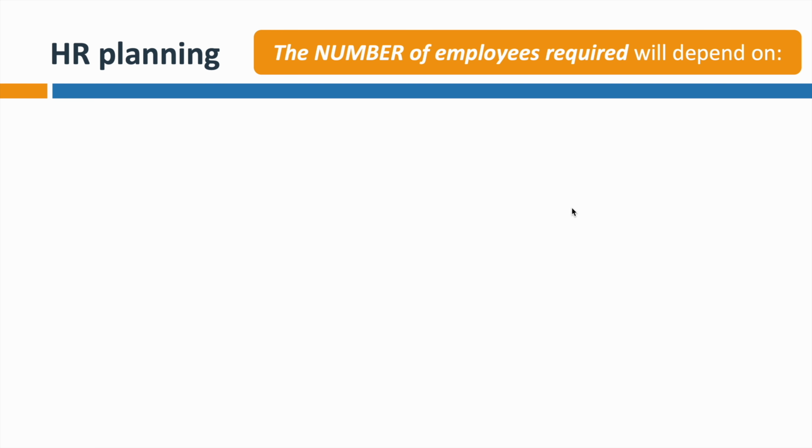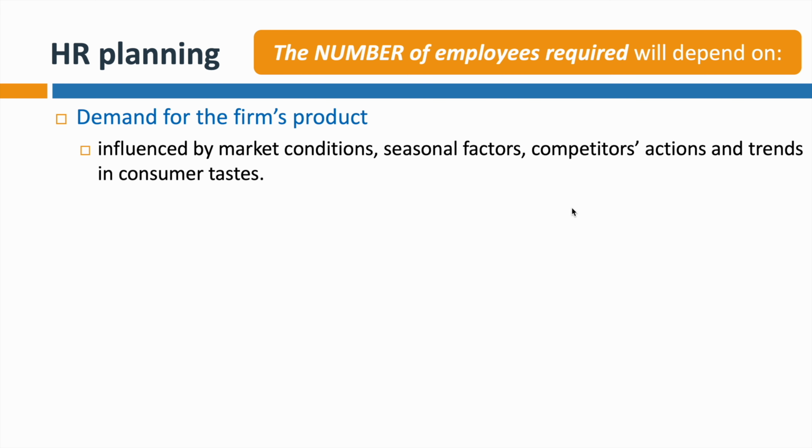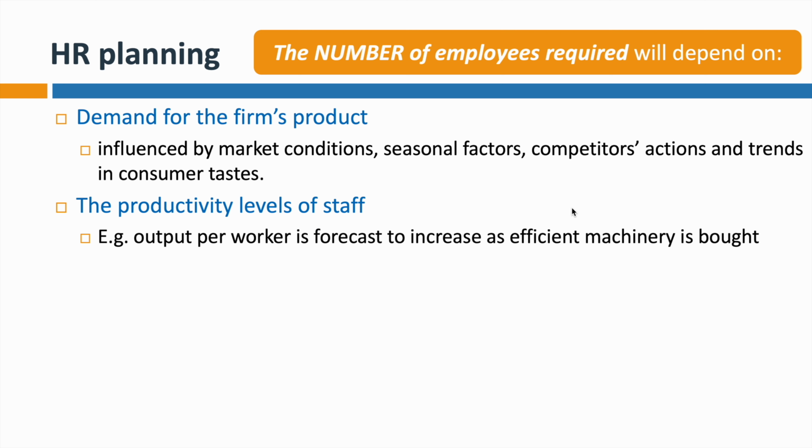So when we're talking about HR planning, the number of employees required will depend on different factors. Definitely the demand for the firm's product. If our product is demanded more, we're going to need more employees that will create the products. This can obviously be influenced by many external factors: market conditions, seasonal factors, the competitors' actions, and so on. Then it's also going to be affected by the productivity levels of staff. If we have less productive staff, we're probably going to need more employees.